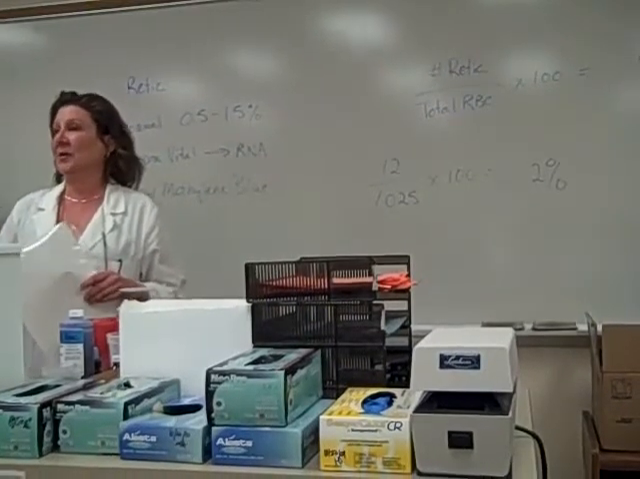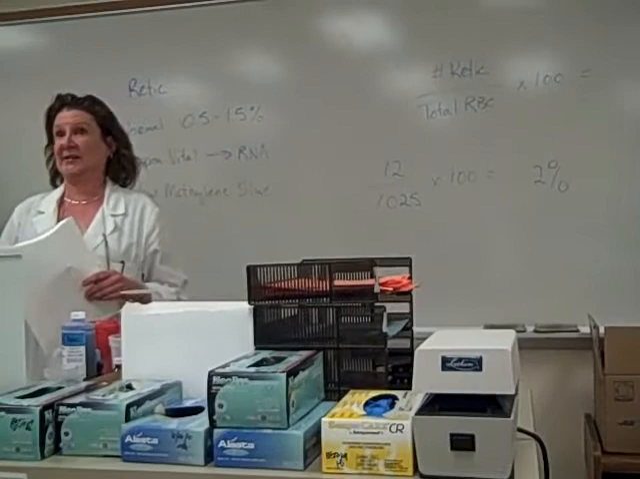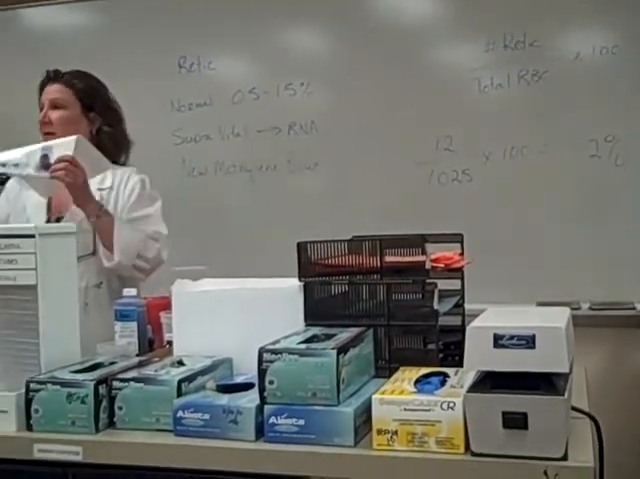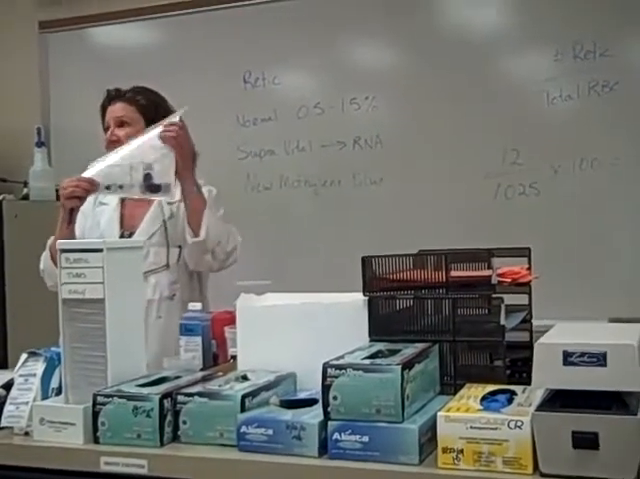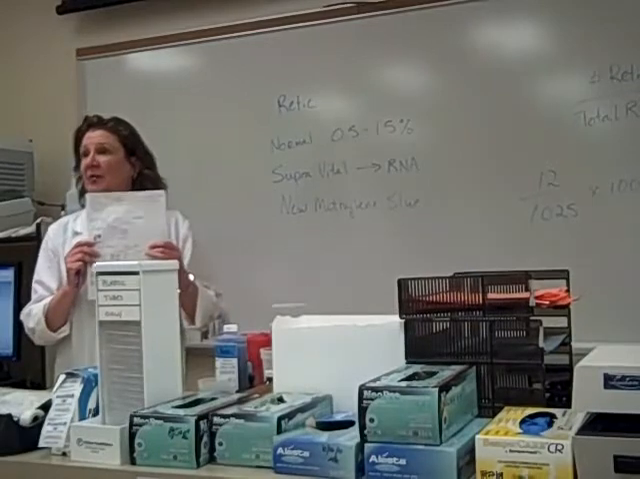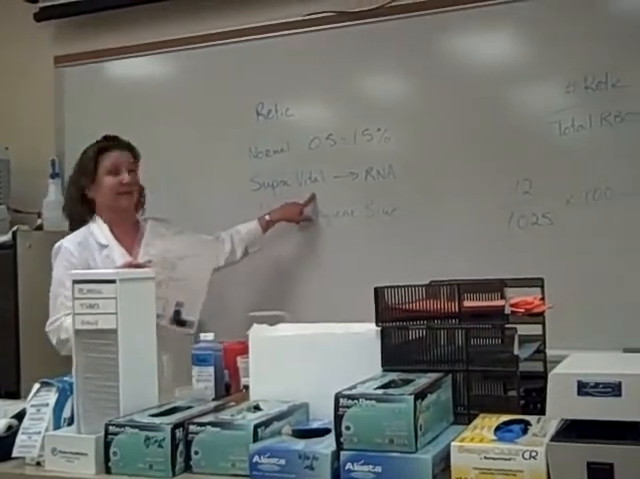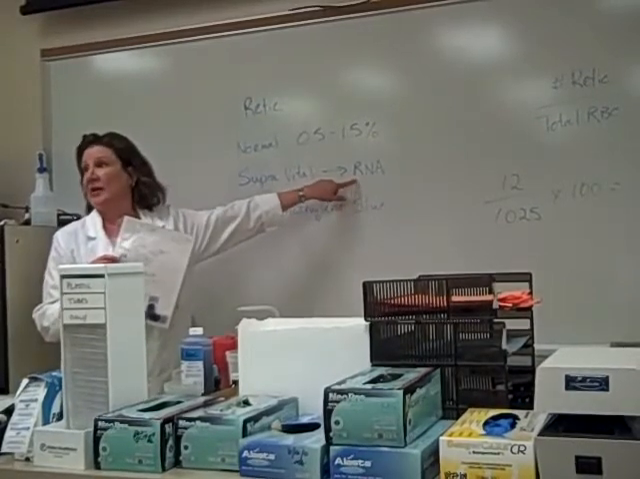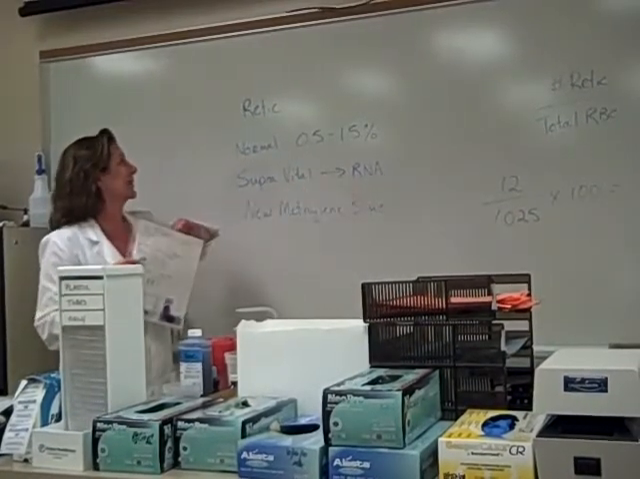Okay, today in lab we're going to be looking at our retic stains. So instead of the purple slides, you're going to be looking at the blue-green slides, okay? That stain that we use to enumerate our retics is called a supravital stain, and it's going to specifically stain RNA. Okay, so that's what we're going to see.